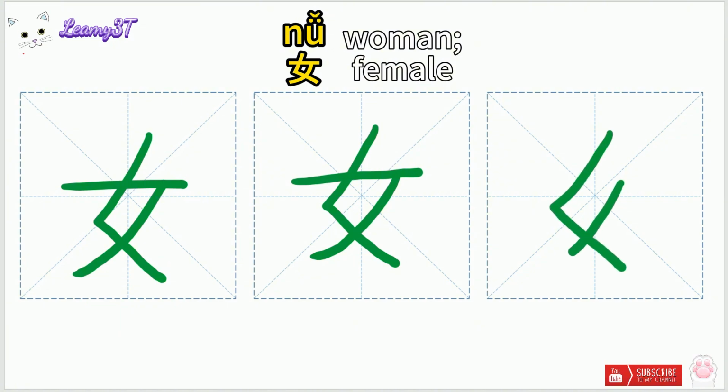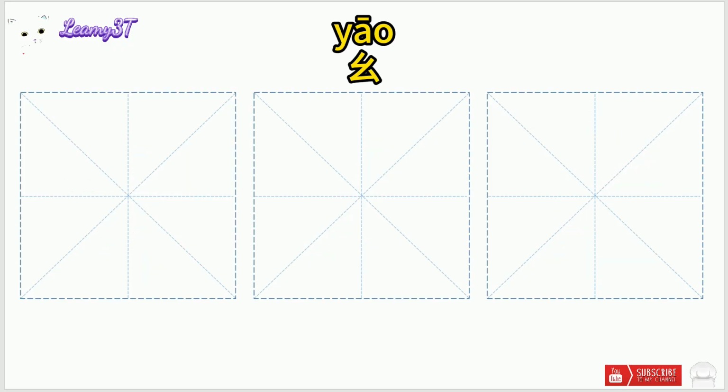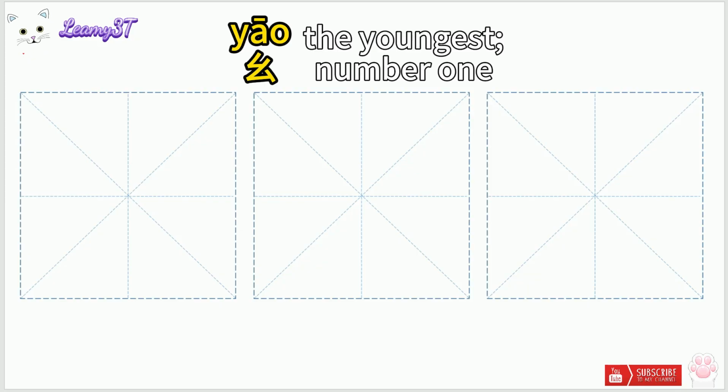The second word is yao. Yao. This word has several meanings. It can mean the youngest in a family ranking, or it can represent number 1.